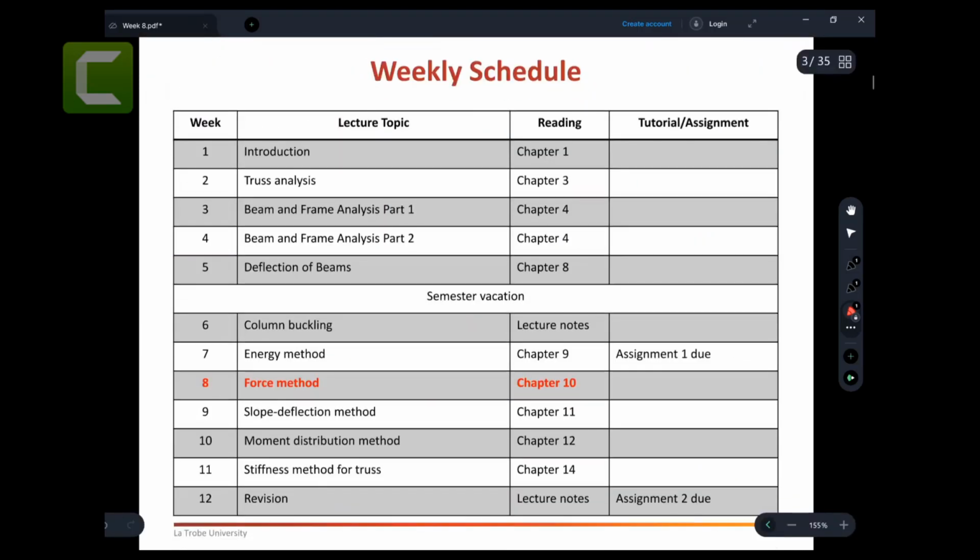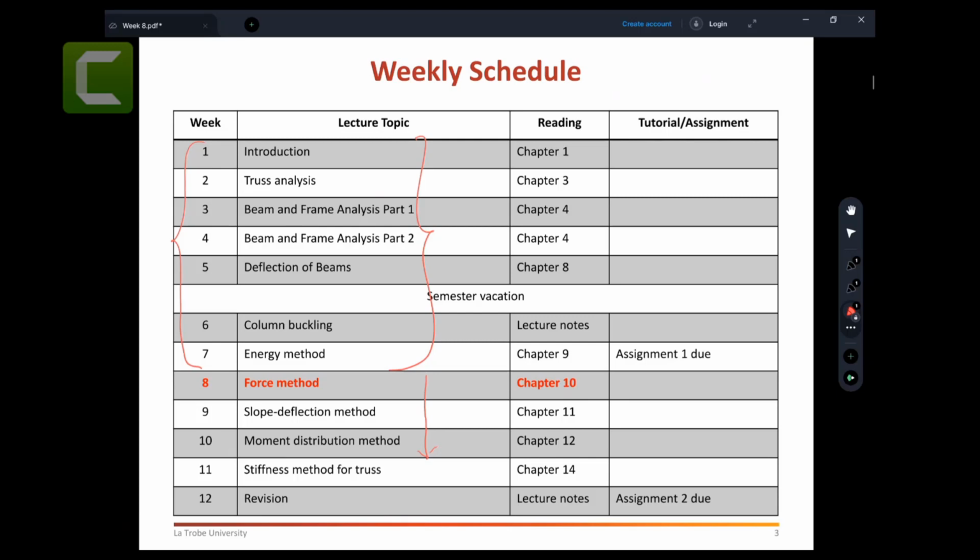Now here we are in week number 8, slowly approaching the end of the semester. More than 50% of the topics have been finished. The new topics that you are going to learn from week 8, week 9, and week 10 are different from the previous 7 weeks. What is the main difference?